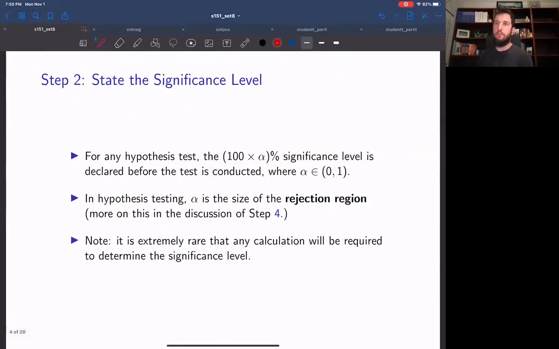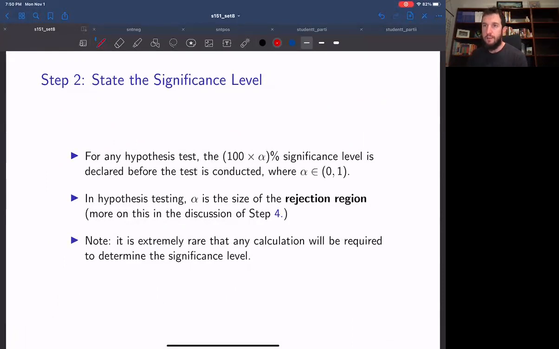All right, step 2 is very straightforward. We just state the significance level. So some professors don't even write this as a separate step. They'll just have step 1, H0, HA, and alpha. So they'll do it all at once. I write it as a separate step. It doesn't matter if you write it as part of the first step or if you do it separately, it's up to you. The point is, somewhere in the test, you have to declare what alpha is.